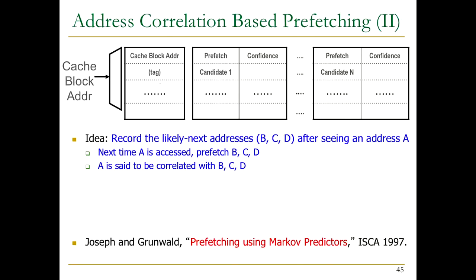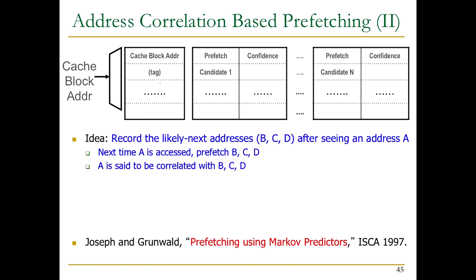And depending on what your prefetch degree is and how much you want your prefetch distance to be, maybe you prioritize them based on the probability that you've seen in the past, right? Maybe you've seen B with probability confidence 90%, so you prefetch B only when you see A. So A is said to be correlated with B, C, D. And you can implement this with a table that looks like this, clearly, right?